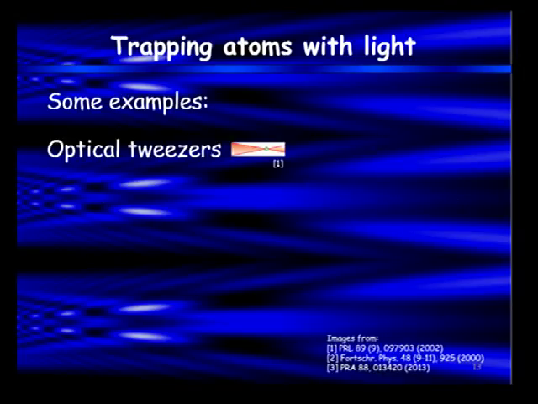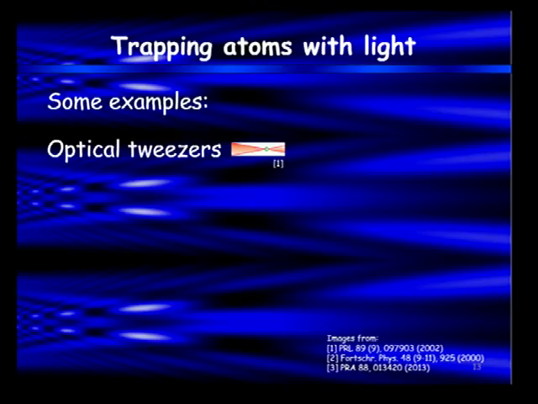Here are some examples of light traps. People have successfully trapped atoms with light. They might be doing so as we speak right now in this building. So they have done it, but let me just introduce to you a few patterns and then show you what kind of issues we're trying to solve with our research at Cal Poly.